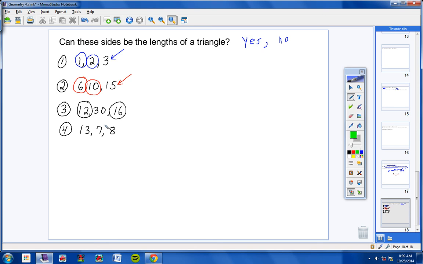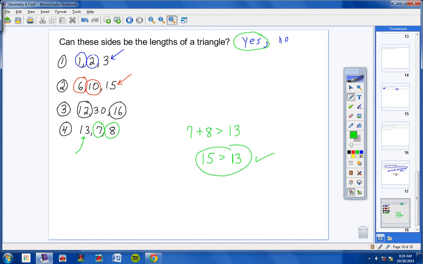Okay, let's circle the 2 shortest sides. Here they are, 7 and 8. So 7 plus 8 is greater than the third side, which is 13. And let's see if that's true or false. 15 is greater than 13. Well, that's true. So check, it worked. So is it possible to have a triangle that has lengths of 7, 8, and 13? Yes, most definitely.